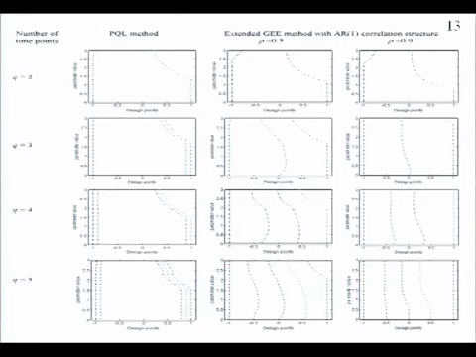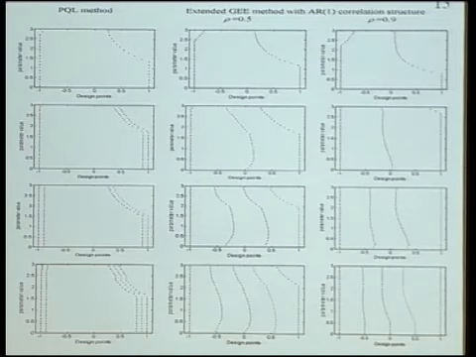Here in these plots we have the number of time points varying from q equals 2 to q equals 5 in this particular case. The first column shows the result for the PQL method, and the last two columns show the result for the extended GEE method. This means the mixed effects logistic model with serial correlations with an AR1 structure.